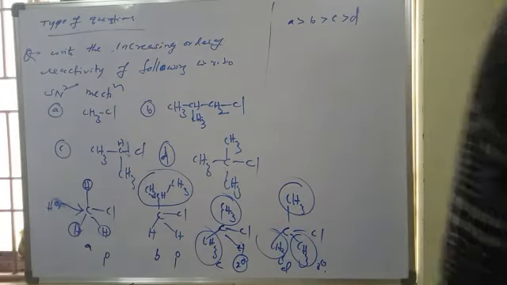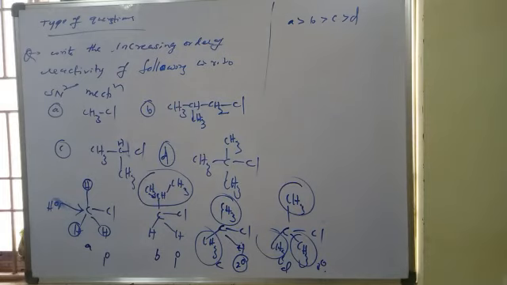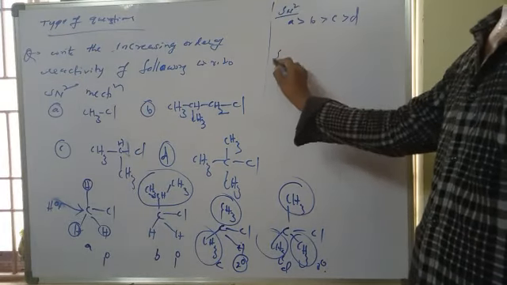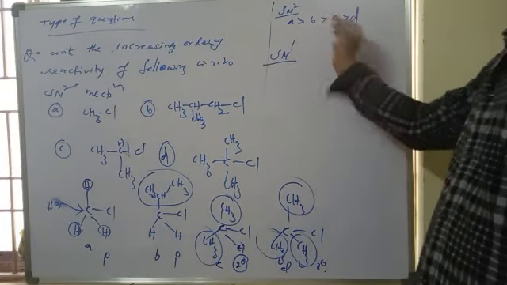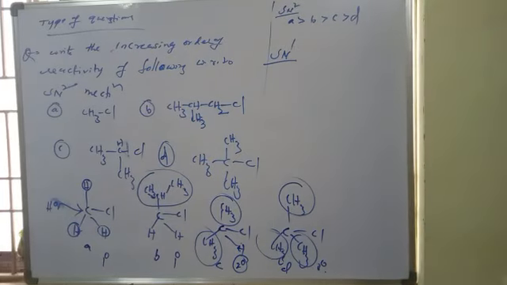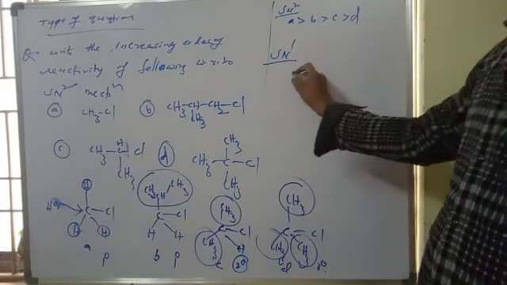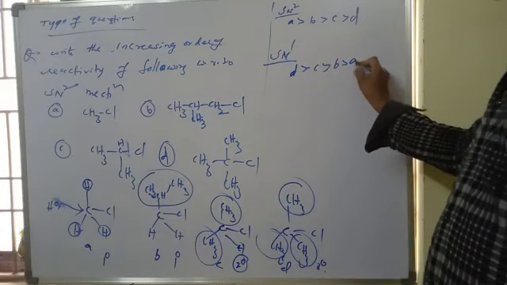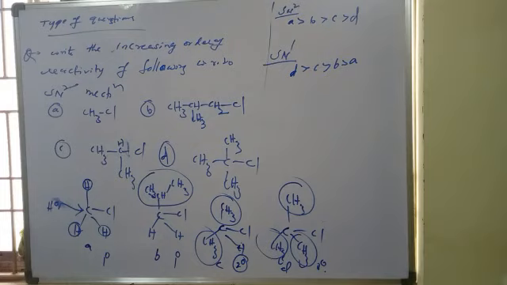That is the SN2 reactivity order: less bulkiness, most reactive with respect to the SN2 mechanism. With respect to SN1 it is reverse. Tertiary alkyl halides are most favored. So here D is favored, then C, then B, then A. This is the case of the SN1 mechanism.